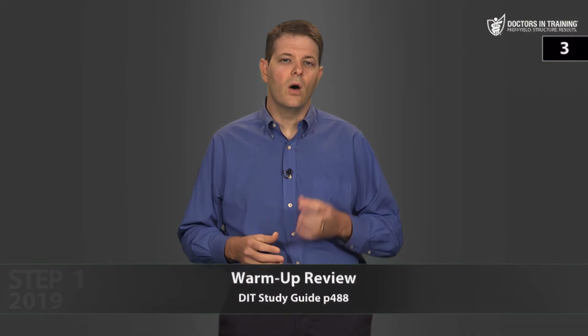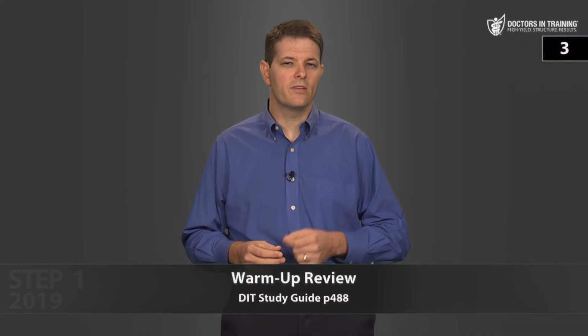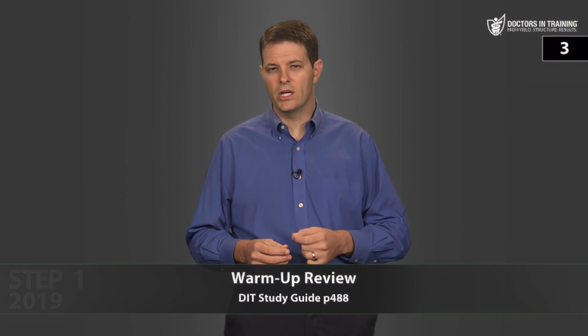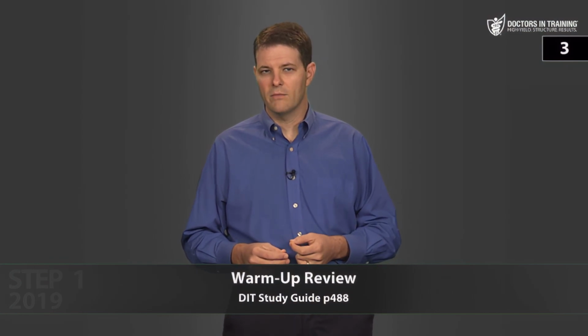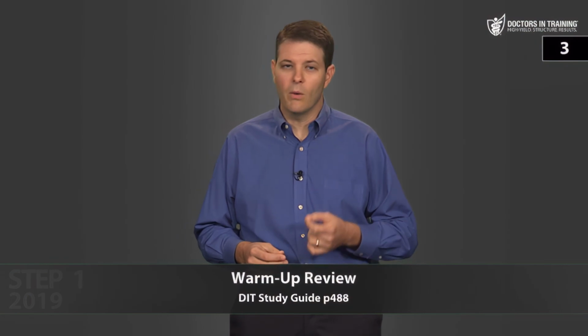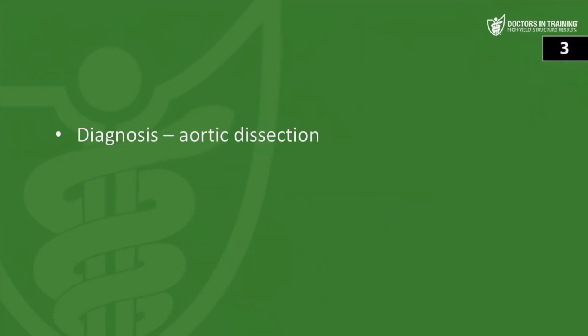The last one. A woman with a history of hypertension presents with sudden onset of sharp, tearing chest pain that radiates to the back. What's the most likely diagnosis, and what would be seen on a chest x-ray? So this is a classic description of an aortic dissection, and the classic chest x-ray finding would be widening of the mediastinum. So now we're ready for the lecture.